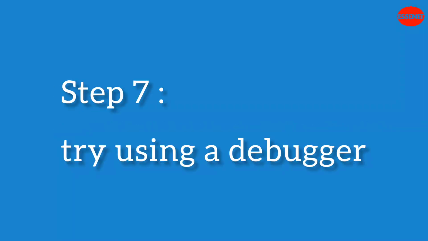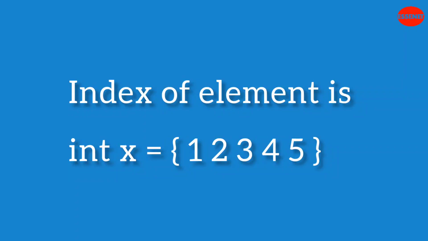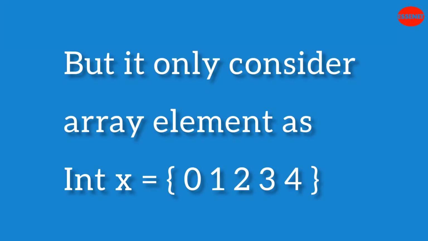Step 7. If you are still unable to resolve the error, try using a debugger to step through your code and see where the error is occurring. Here is an example of an ArrayIndexOutOfBoundsException error in Java. In this example, the error occurred on line 5 when trying to access the element at index 5 of the array, but the array only has 5 elements, indexes 0 to 4.